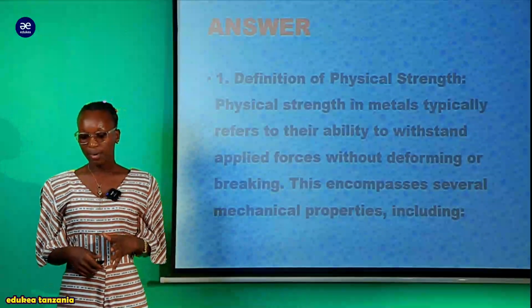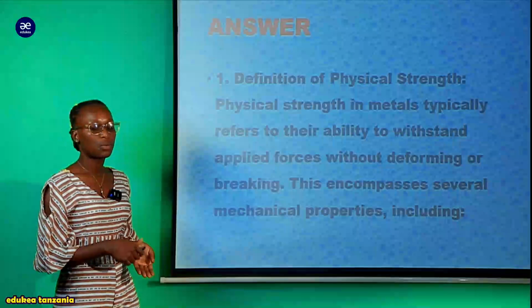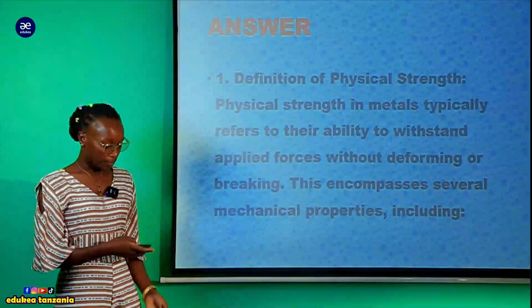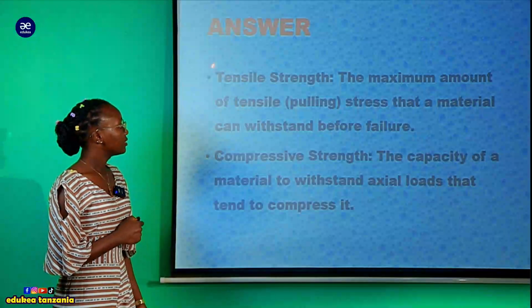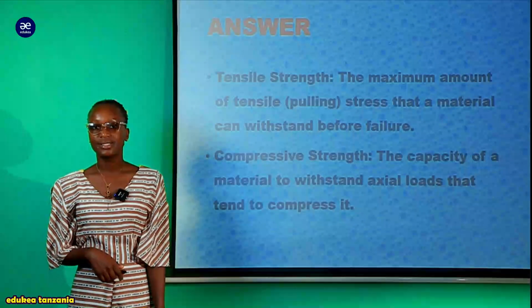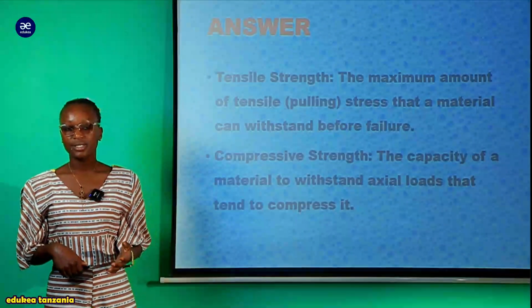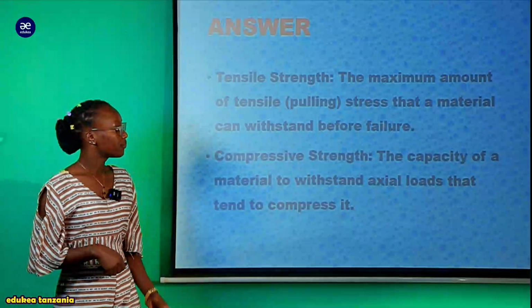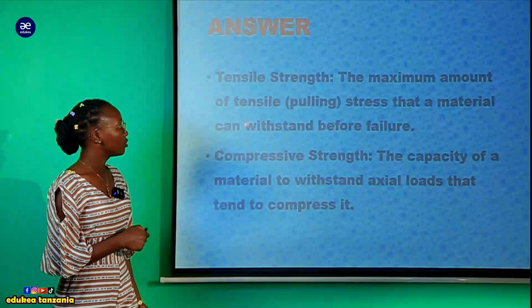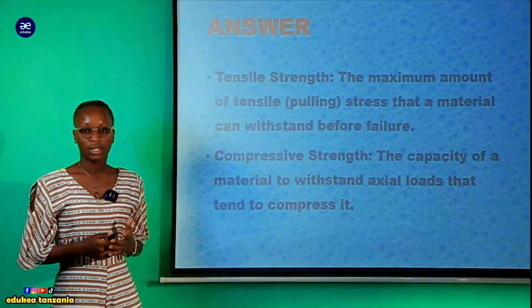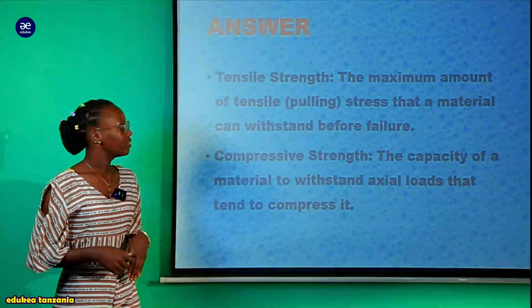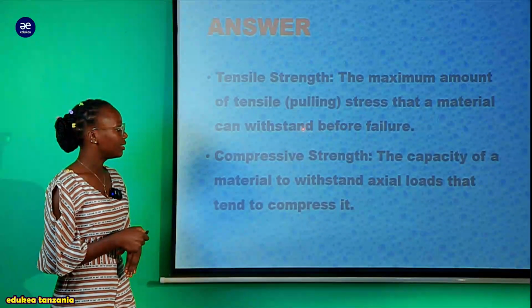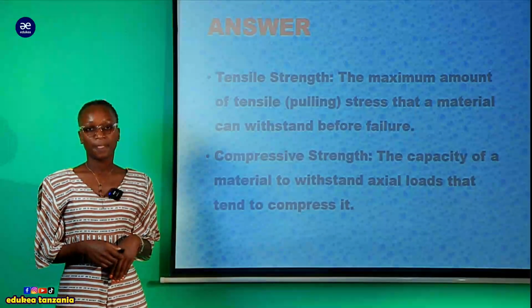Sasa tuone several mechanical properties ambazo zinakuwa included to this physical strength of the metal. So the first one is the tensile strength. Tensile strength tunaongelea uimara wa kivipi. How metal can be tensile strength. So the maximum amount of tensile or pulling. Tukisema tensile mean that pulling stress that a material can withstand before failure.